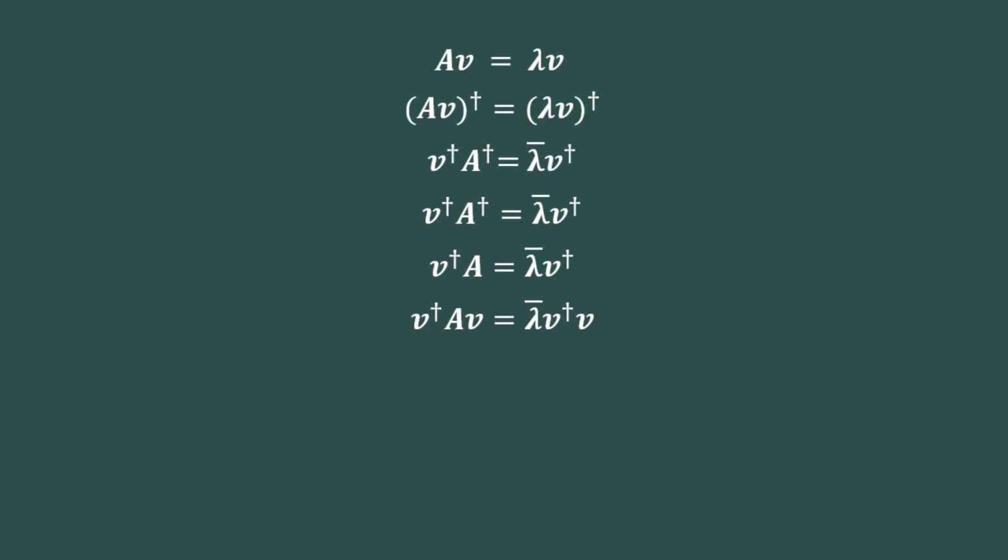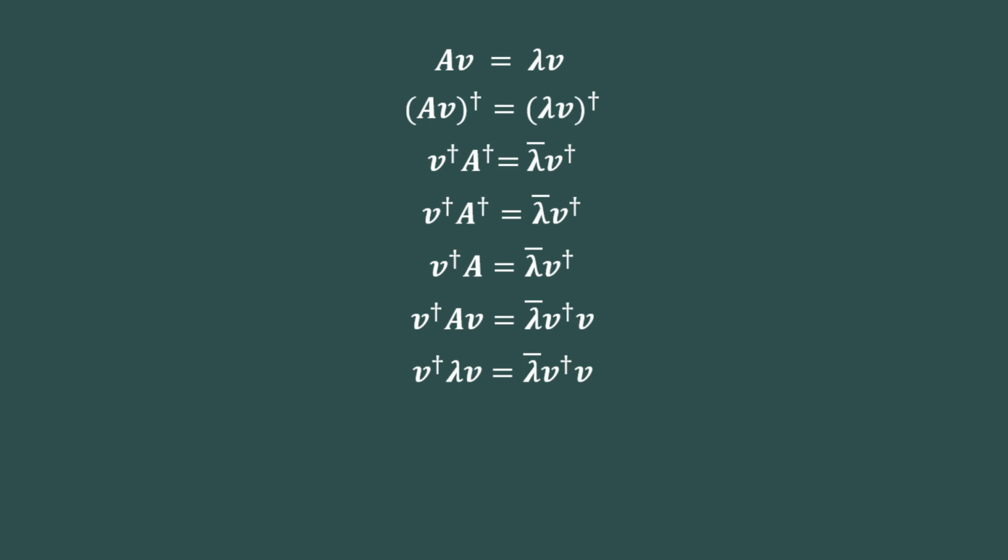On the left-hand side, we have the conjugate transpose of v times Av, while on the right-hand side, we have the conjugate of λ times the conjugate transpose of v times v. Notice that from our original eigenvalue equation, Av equals λv. Substituting this, the left-hand side becomes the conjugate transpose of v times λv. On the right-hand side, we retain the conjugate of λ times the conjugate transpose of v times v.